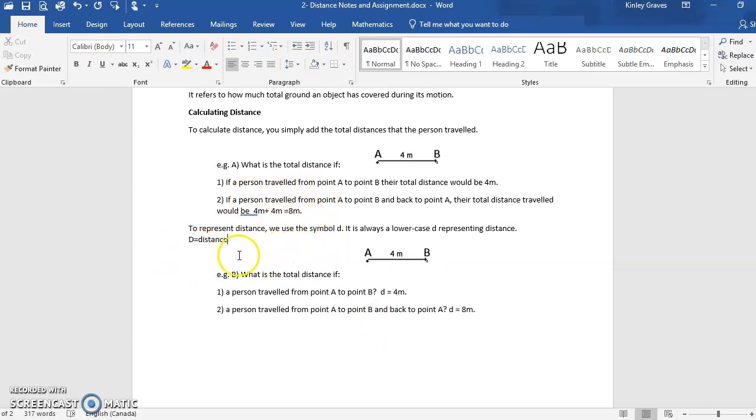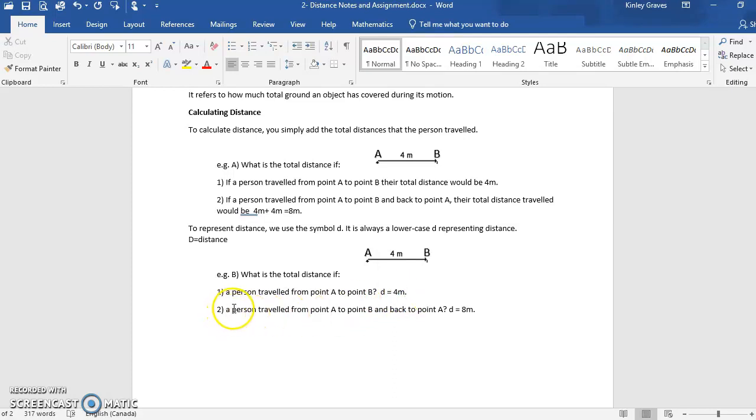Okay? So if we wanted to represent our answers in a formula style of writing rather than having all this written language, and using symbols, so talking example B here, again, these are the same questions, we're just going to write our answers with symbols rather than full words. So it says, what is the total distance if a person traveled from point A to point B? Again, starting at point A, this would be 0 meters. We get to point B, and it tells us this is separated by 4 meters. So our distance, our lowercase d, remember it's always a lowercase d, is equal to 4 meters.